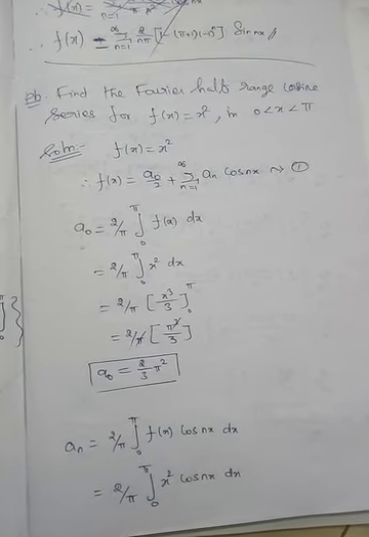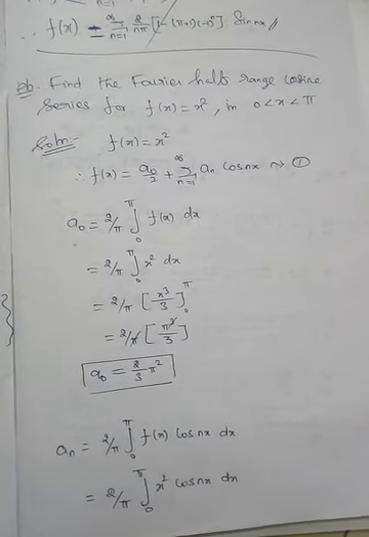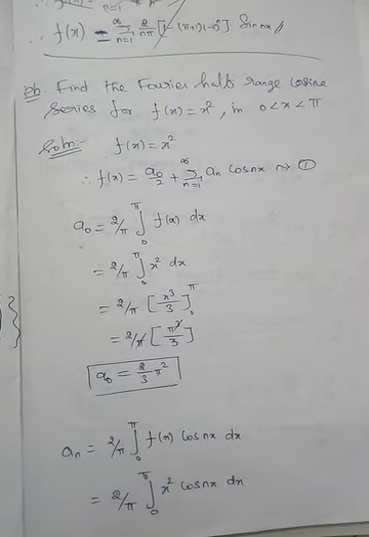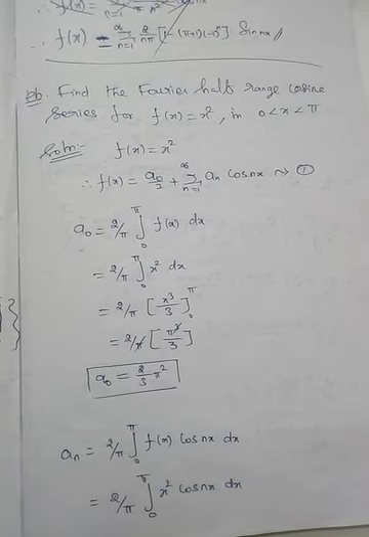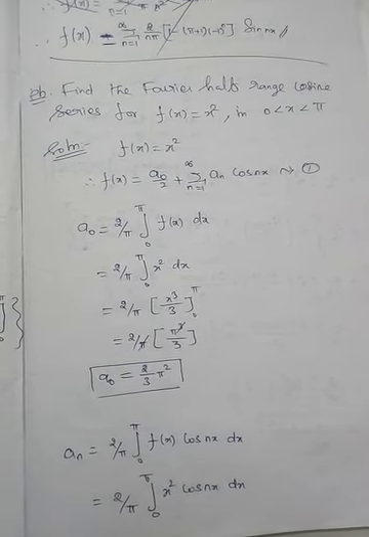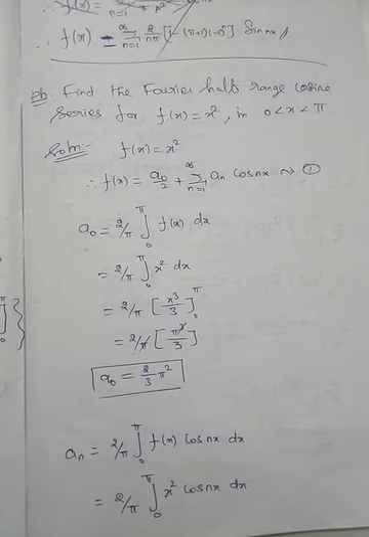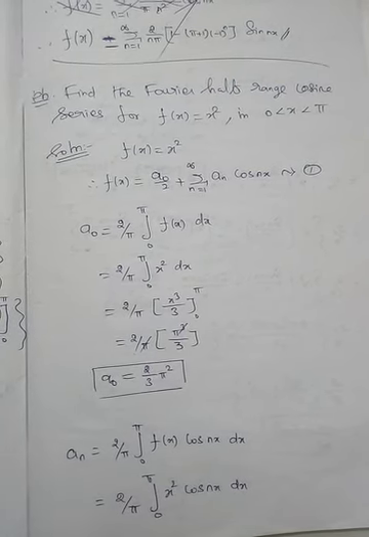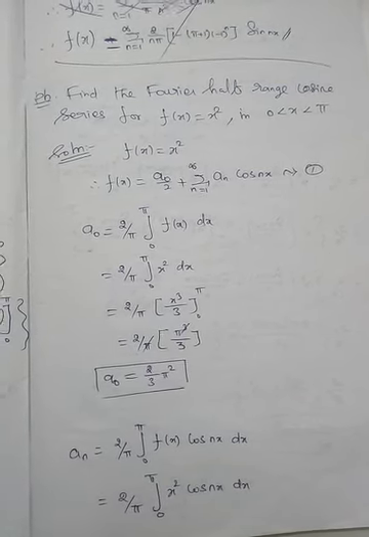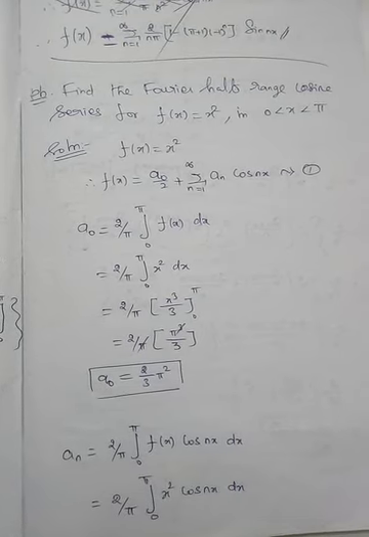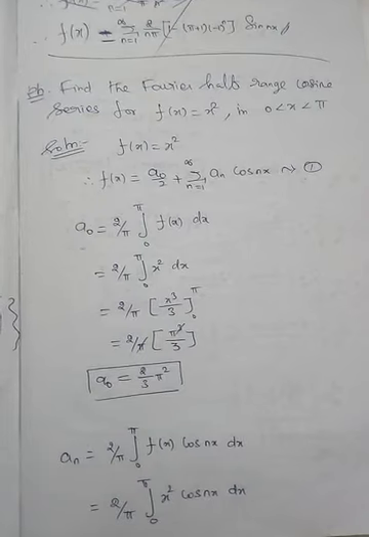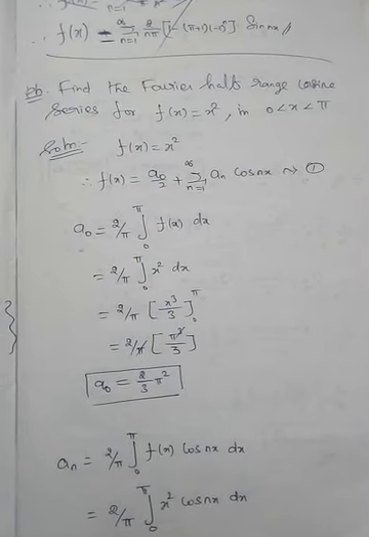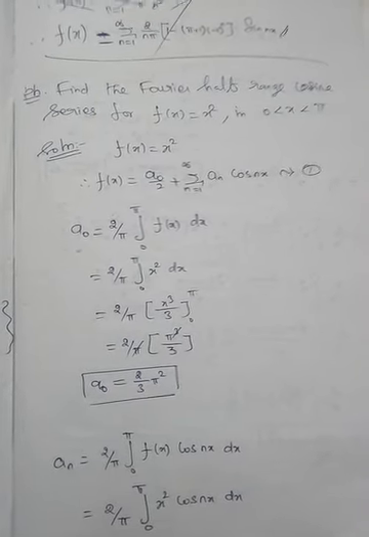Okay, let's come to our subject. So, Fourier series, okay? One branch of it is the Fourier half-range cosine series. We will discuss the Fourier half-range sine series later on. Now I am going to take one problem from the half-range cosine series: f of x is x squared, in the interval from 0 to pi.